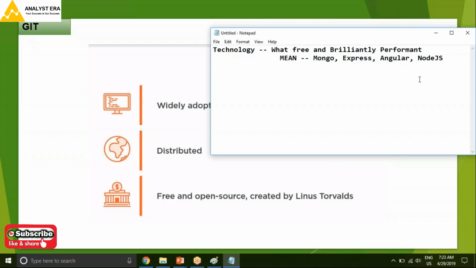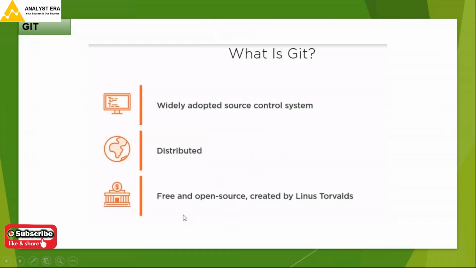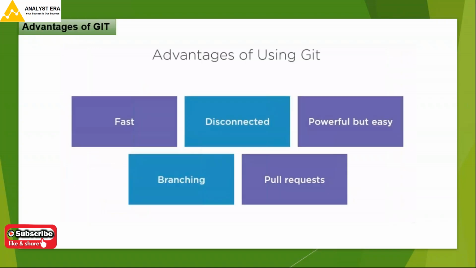Then if he starts thinking about source control, Git is a very famous source control, which is again free, like your MEAN stack, and which is open source. These are the basic fundamental things which clients look for. They want to use something which is free and easy to use. That's why they use Git, and that's why they keep using MEAN stack kind of technologies. Git is free and it is open source.